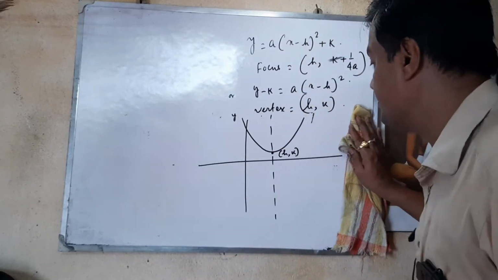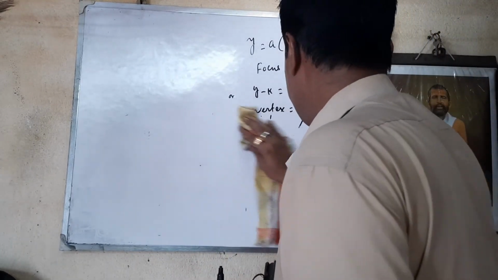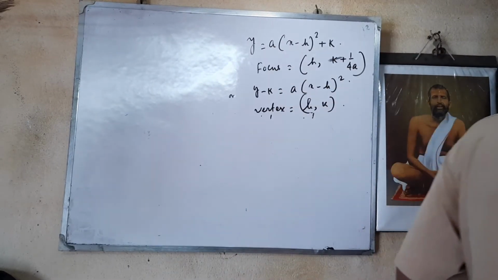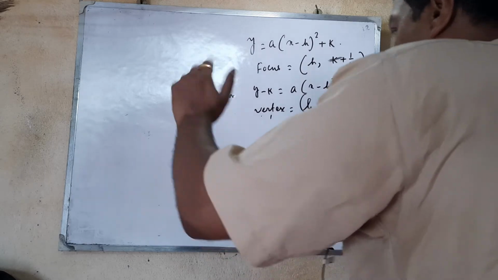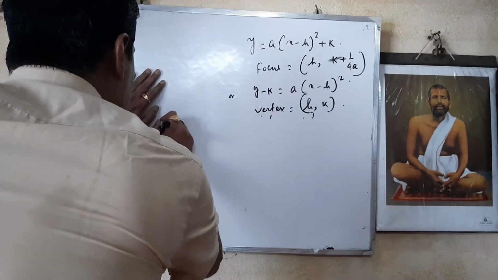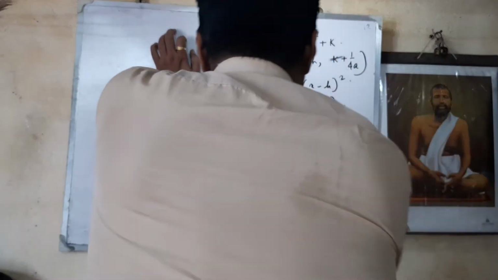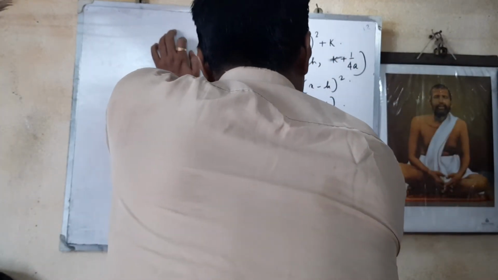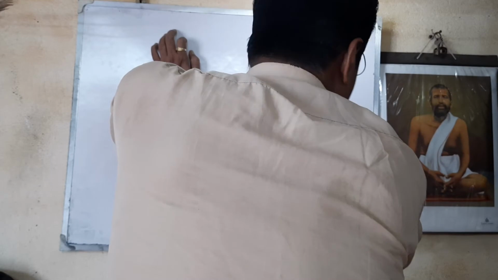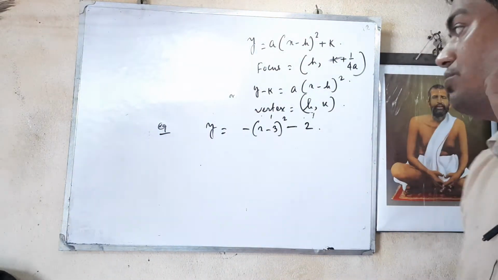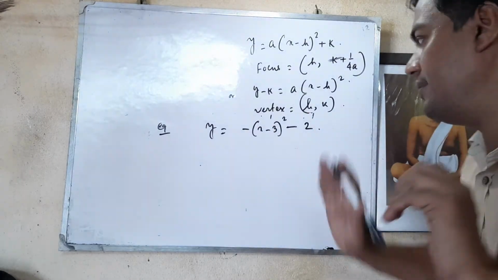Now let us give a simple example. I am drawing a simple example. Let the equation of a parabola be given by y equals minus x minus 3 whole square minus 2. I have to trace the graph. I have been asked to trace this graph.